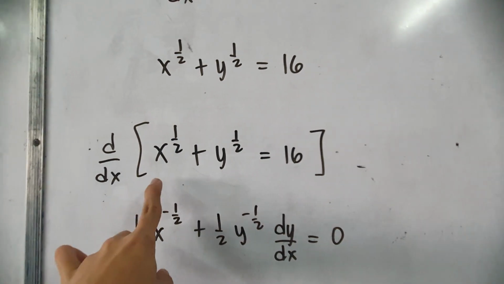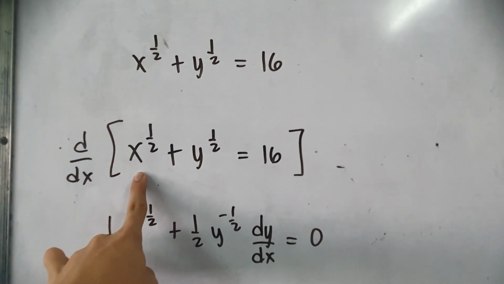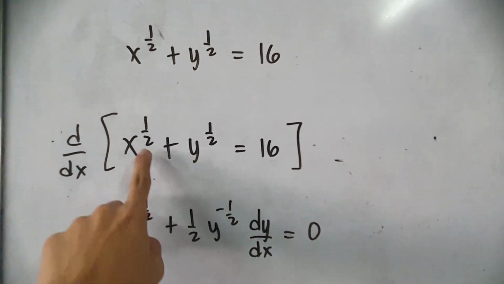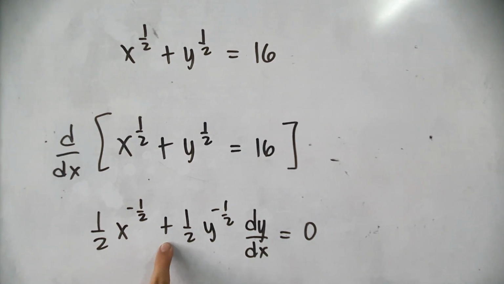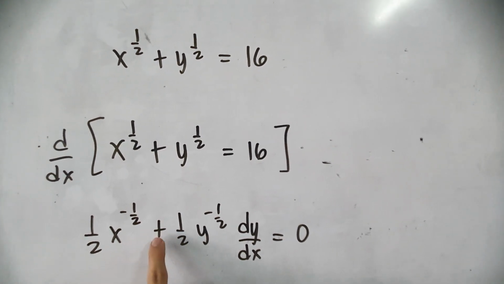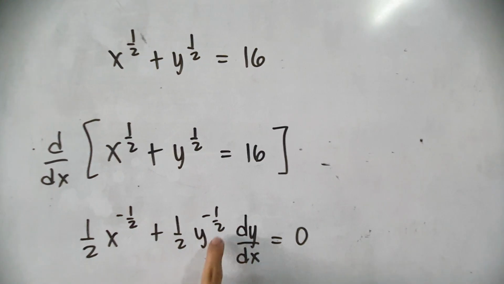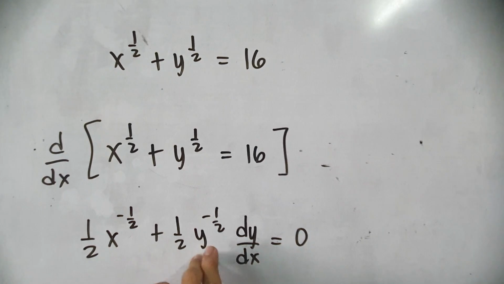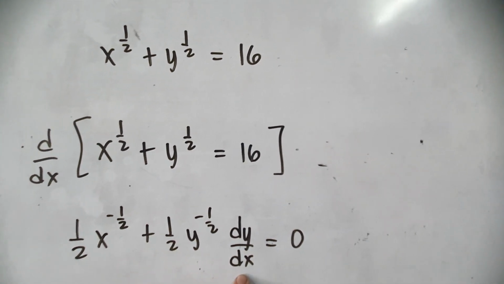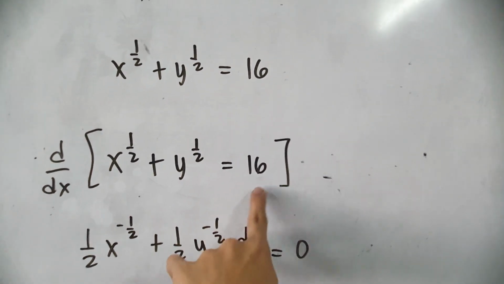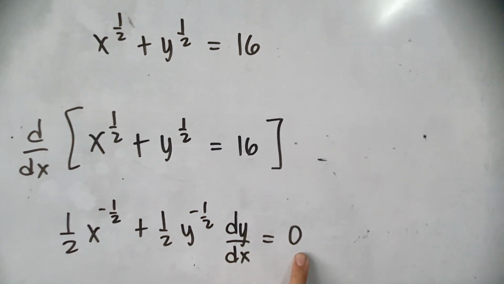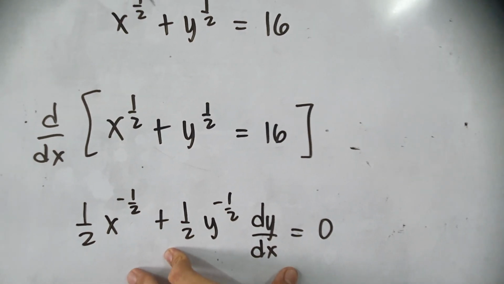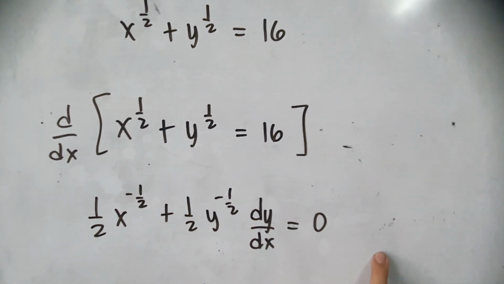So applying derivative of x raised to the power of 1/2, power rule, 1/2 x raised to the power of negative 1/2, since we're going to subtract 1 from the exponent, plus, since this is agreeing, that is just equivalent to 1, plus 1/2 y raised to the power of negative 1/2. The derivative of y, since this one is not agreeing, we need to apply chain rule. Derivative of y with respect to x, that is dy over dx. And then we have the derivative of 16, which is 0 right here, obviously. Now we're going to isolate this term on the left side of the equation and transpose this one to the right side.